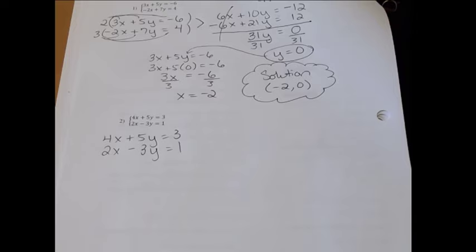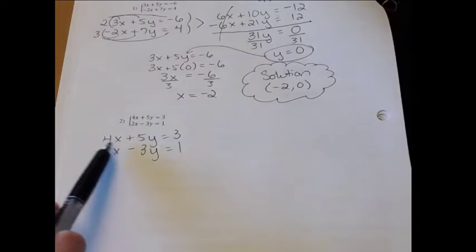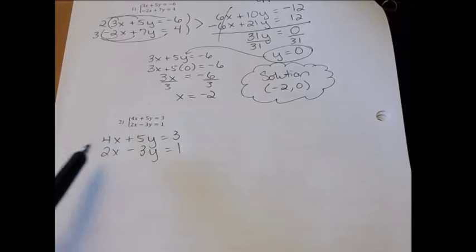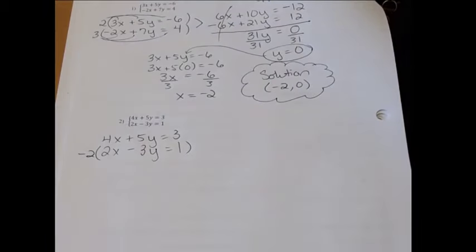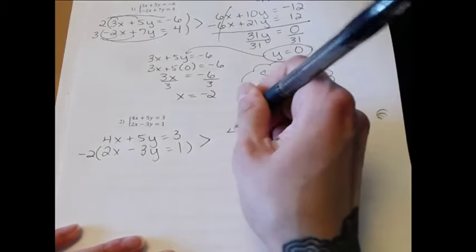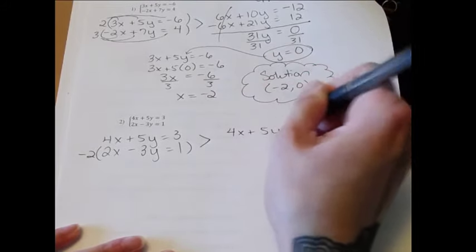Now, after having this conversation about which variable to eliminate and how you would do that, I'm actually just going to eliminate x because I want to. It's my personal preference. You don't have to. So I want to eliminate x here. If this is a positive 4x, I can easily make this into a negative 4x by multiplying this entire second equation by negative 2. This is pretty cool because I actually don't have to multiply the top equation by anything. I could leave it as is. I can leave it untouched. So I'm going to rewrite the problem.